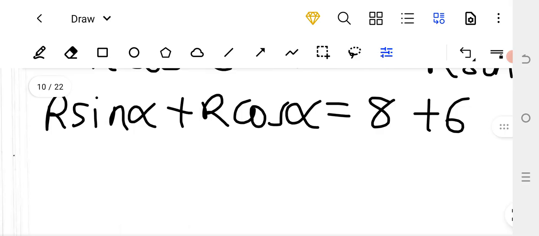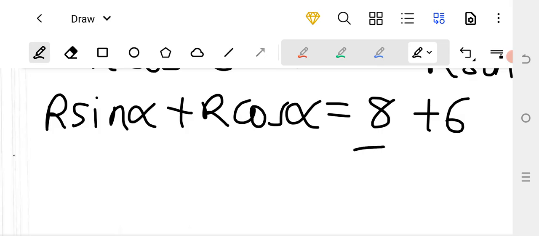When we reach this stage, please do not simplify the right hand side, which is 8 plus 6. Then you write 14. Don't. That is being too fast. You need to be calm. I've not reached that stage yet. You're going to find the wrong answer.